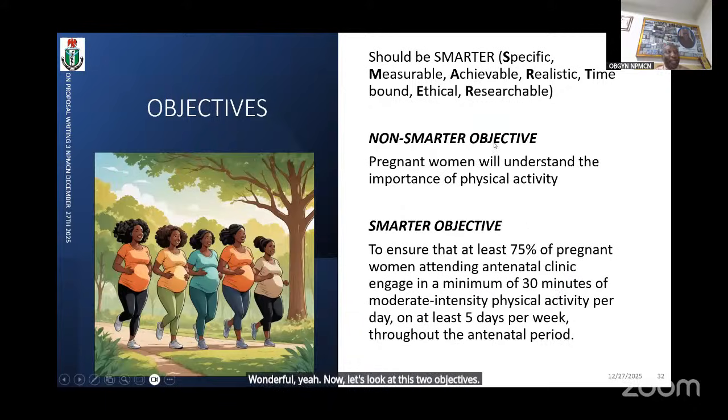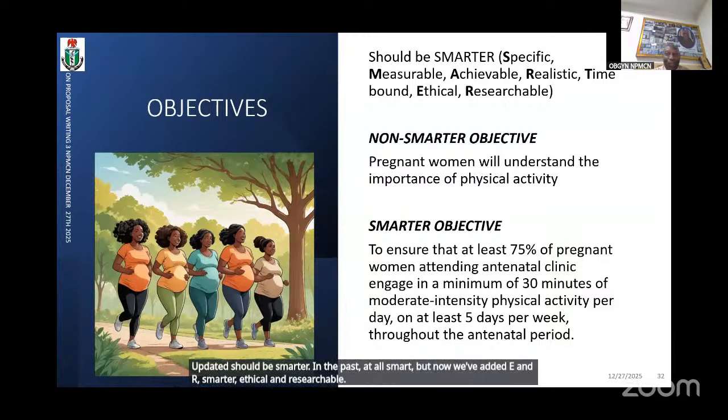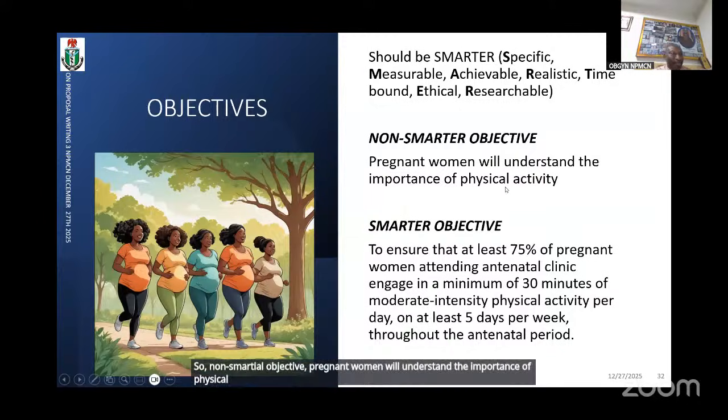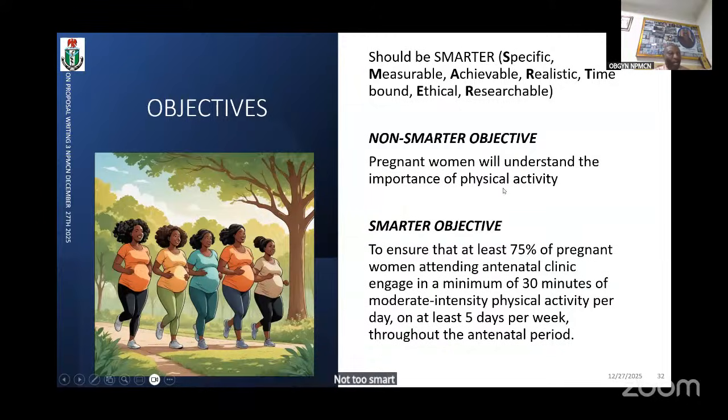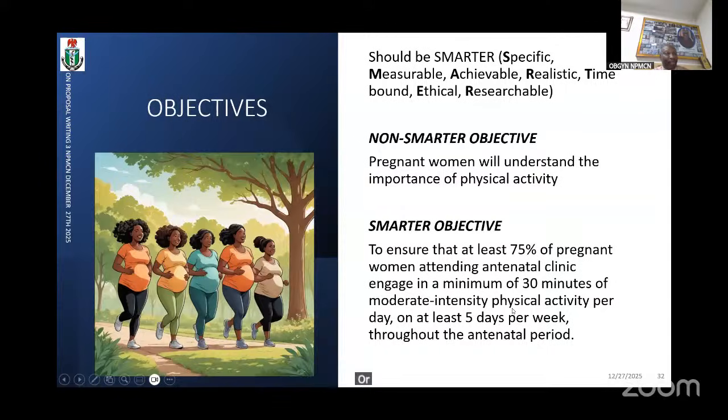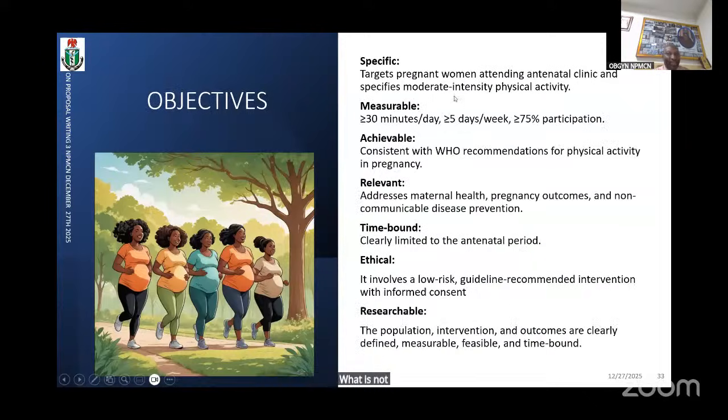Objectives should be SMARTER. In the past, we called it SMART, but now we've added E and R. SMARTER: ethical and researchable. So, a non-SMARTER objective: pregnant women will understand the importance of physical activity. Nothing SMART or SMARTER about this. If you want to craft a SMARTER objective, look at this. To ensure that at least 75% of pregnant women attending a tertiary clinic engage in a minimum of 30 minutes of moderate intensity physical activity per day, or at least 5 days per week throughout the entire period. What is not SMARTER about this? It is specific. Target pregnant women.